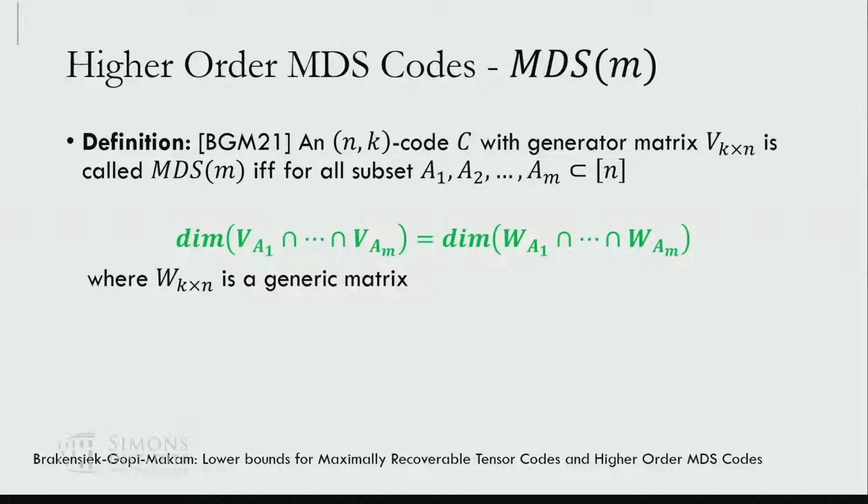In our paper, where we're studying maximally recursive tensor codes, we wanted objects like codes which have these properties. I'll show you why we needed them, but basically I call my code order M MDS, which is a higher order notion, if intersections of M spaces behave generically, that is, they intersect as minimally as possible. So that is the definition. Very clean, very simple.